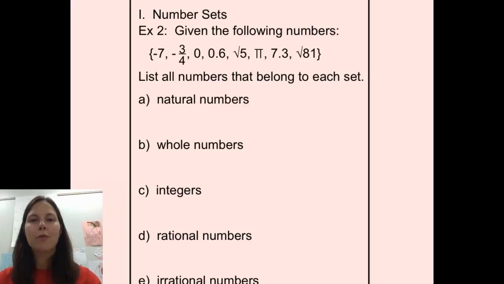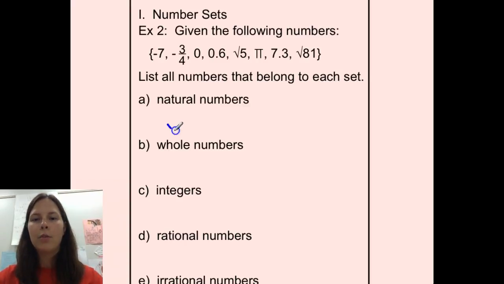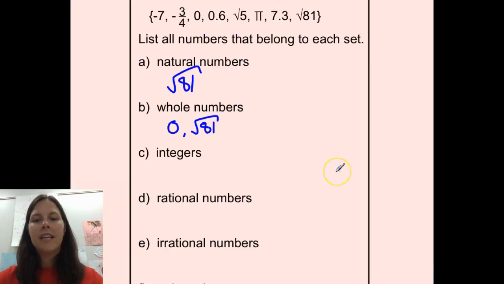We're going to practice grouping numbers or identifying which sets they fall into. Natural numbers do not include 0 and are positive counting numbers. So that would be the square root of 81 would be the only natural number because the square root of 81 simplifies to 9. Whole numbers include counting numbers and 0. Integers include positive and negative counting numbers.